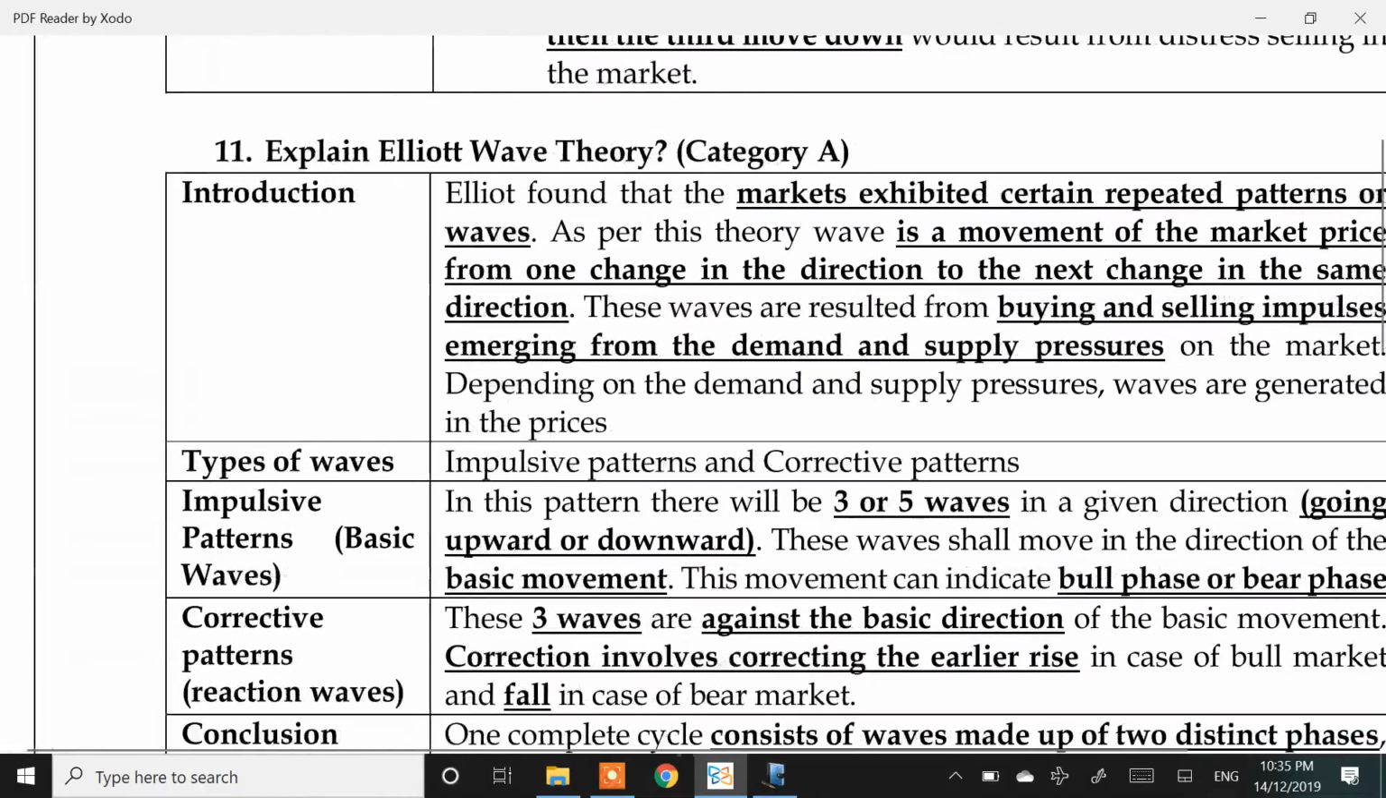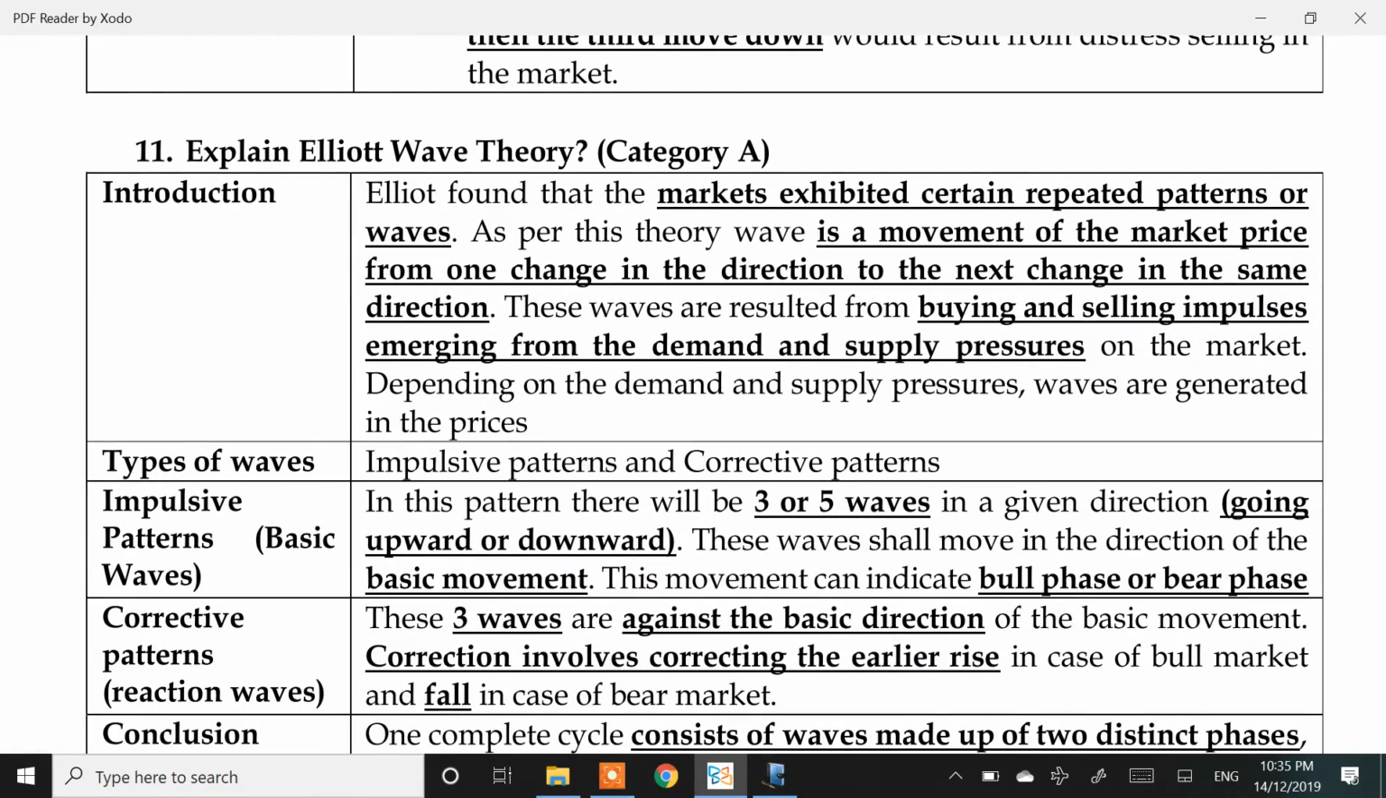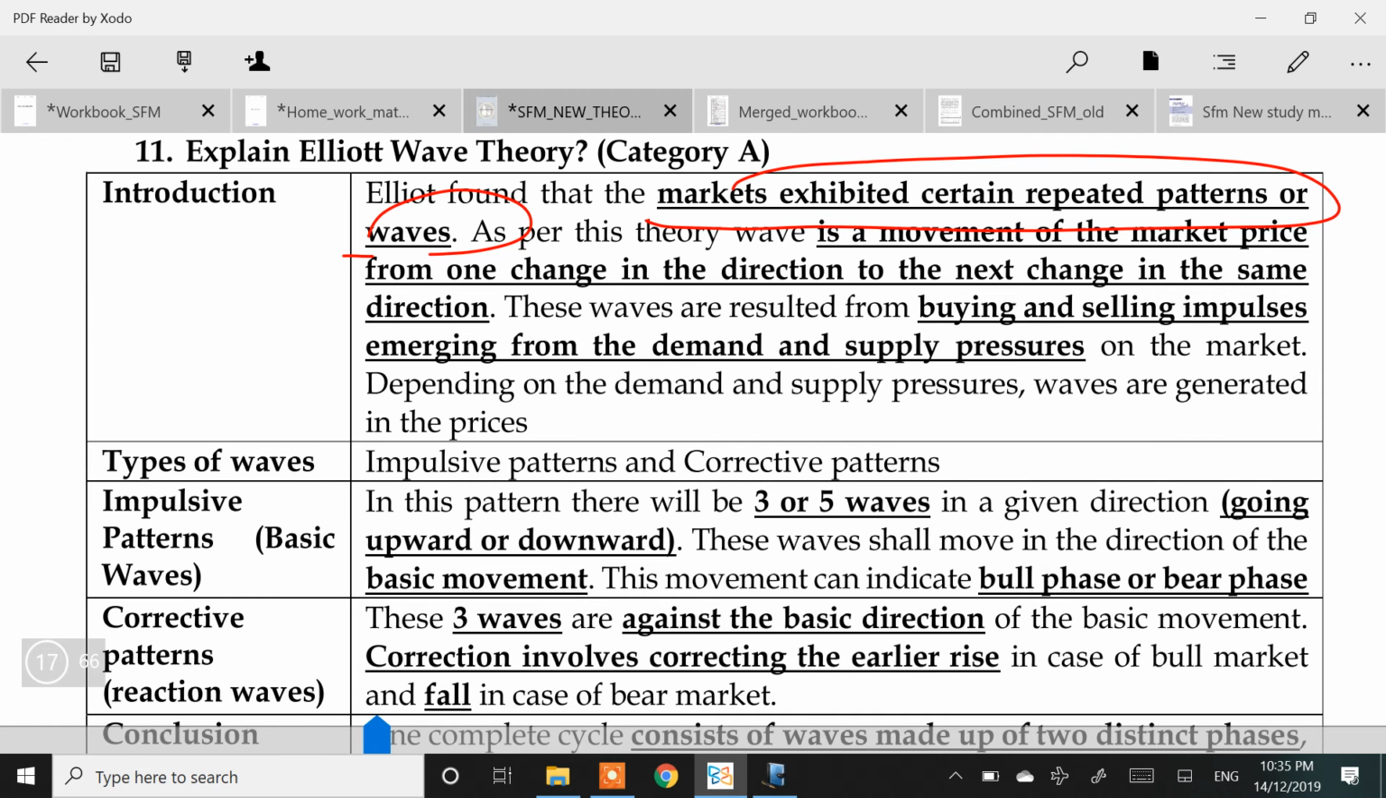Now comes the Elliott wave theory. What this theory has indicated is that markets normally exhibit certain repeated patterns or waves. So certain repeated patterns or waves will be there, and once the movement changes from one direction to the next, a lot of waves get created. Now I'll show you the chart for the Elliott wave theory.